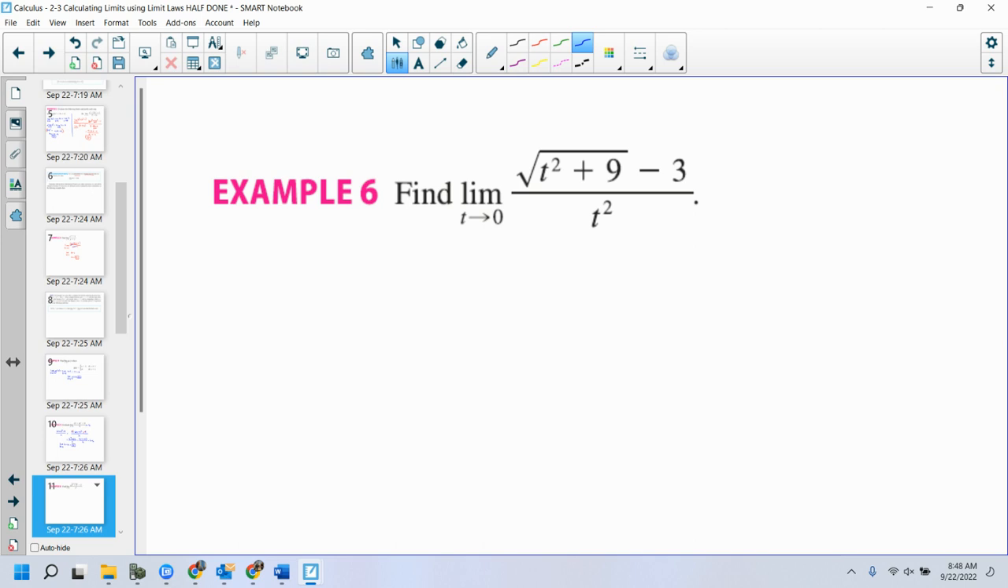Now, you may be thinking, man, is there any way to simplify this? Like the square root of t squared plus 9. Can I make that t plus 3? Can I do that? No, you can't do that. That would be nice. Heck yeah, that would be nice. But that doesn't work like that. You can't just square root that t squared plus 9 and make it t plus 3. Okay, so we got to do something a little tricky.